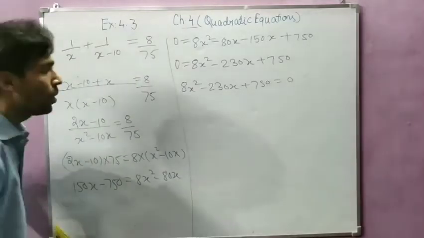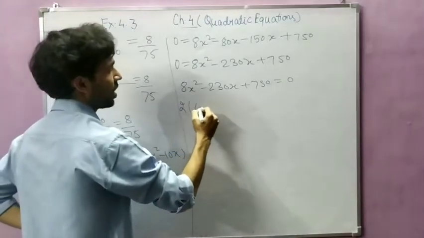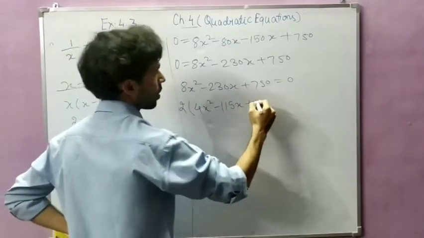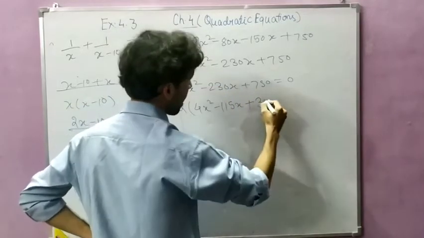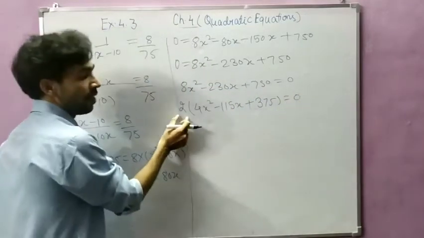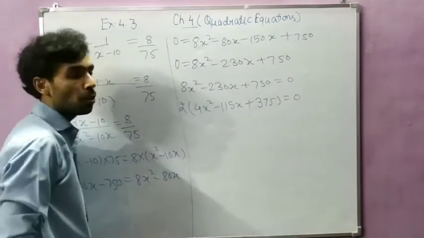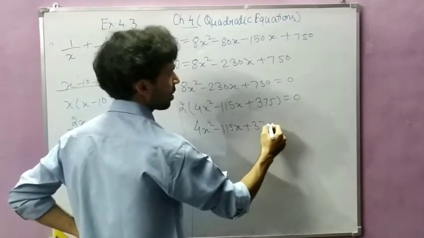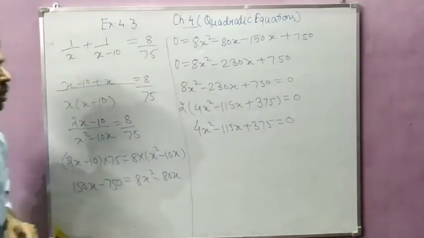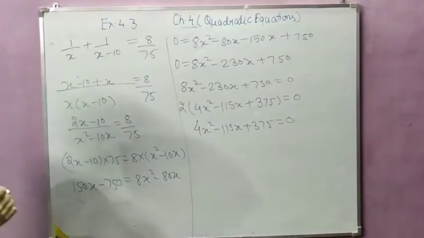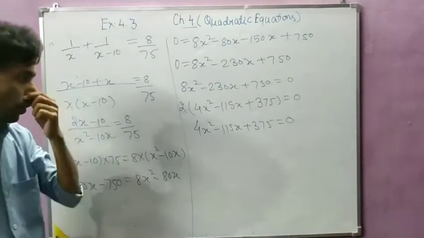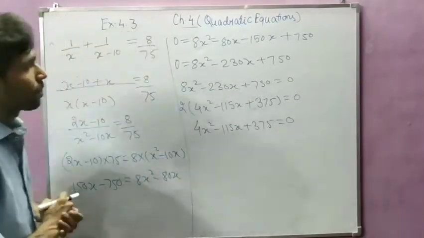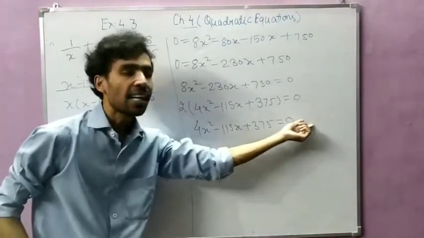We can take 2 as a common. So when we will take 2 as a common, we will get 4x square minus 115x plus 375 equal to 0. So when this 2 will be divided to this side, it will come 0. So 4x square minus 115x plus 375 equal to 0. Okay. Now student, this equation we got. Now this 2 will go this side, so it will become 0 only.